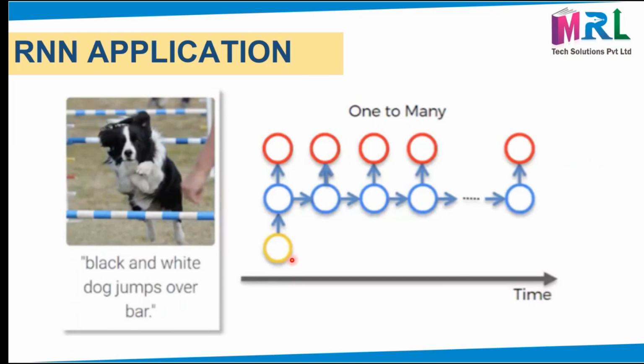So this application is one to many. We are sending a single image into the recurrent neural network, and then that recurrent neural network identifies what is in the image, and it gives the text. Many words are there: a black and white dog jumps over the ball. So this is an example for that.